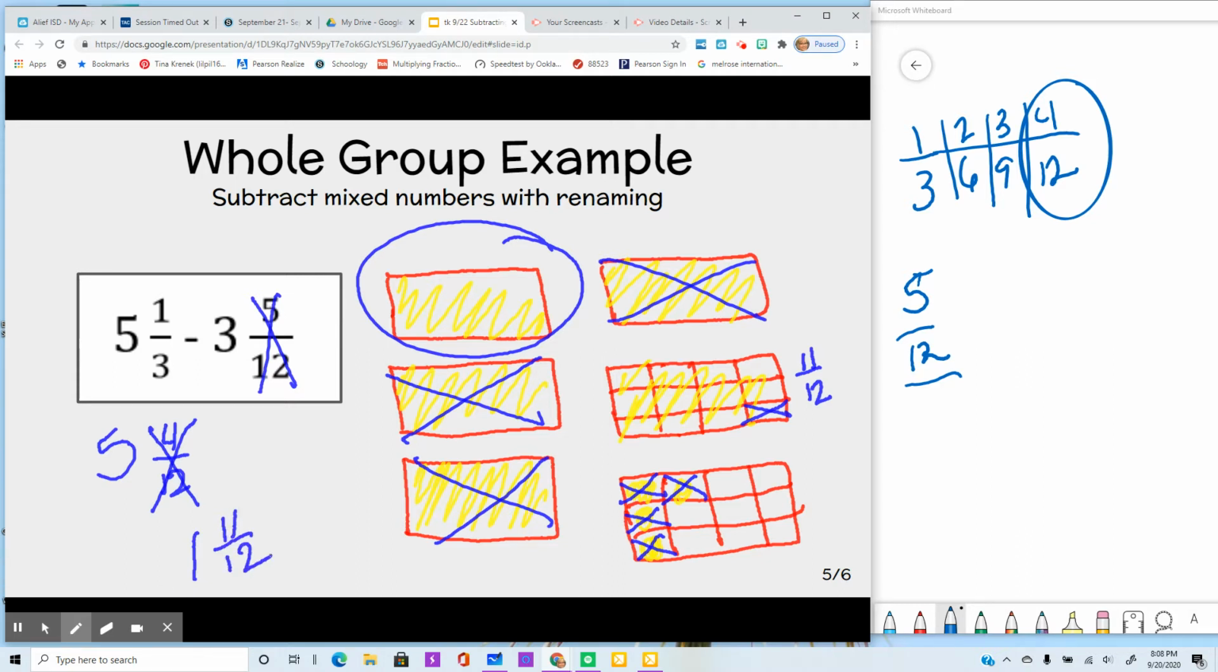So when you're drawing your pictures, make sure you draw what you're starting with. You don't have to draw what you're subtracting away because we're just crossing that out. All right, if you need to slow it down, go ahead, pause the video. Otherwise, take the notes in your notebook.